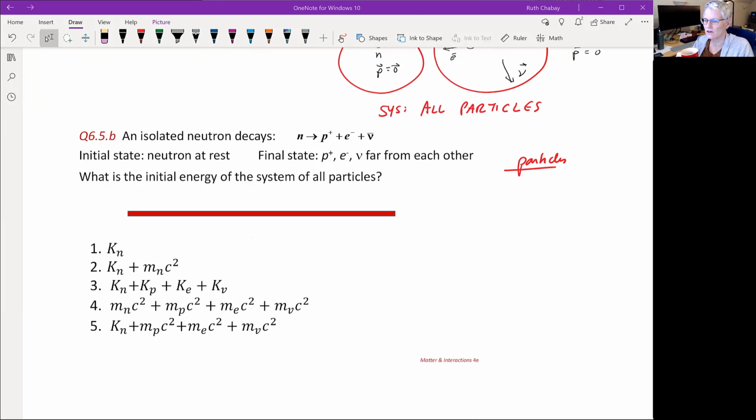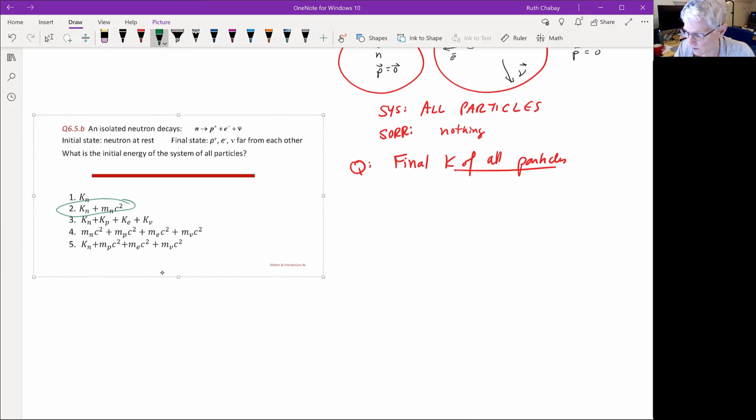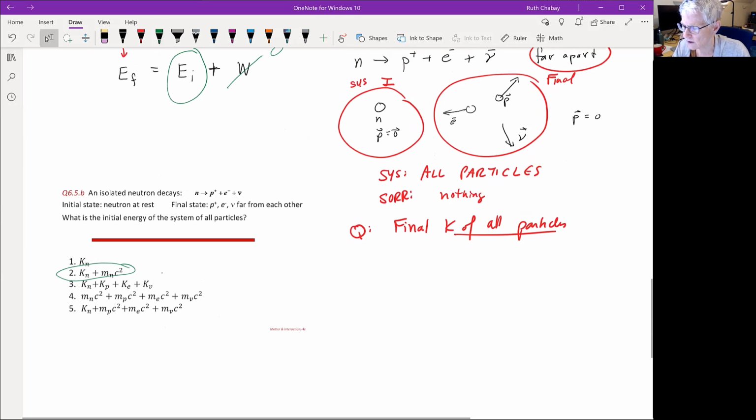K is obviously kinetic energy. Sub n means sub-neutron. Now remember, we're doing the initial energy of the system. Okay, so most of you, the majority, said that answer 2 was correct, and you are correct. And let's see why. So 2 is indeed correct. And the reason is that in our initial state, all we've got here is the neutron. That other stuff isn't there yet.